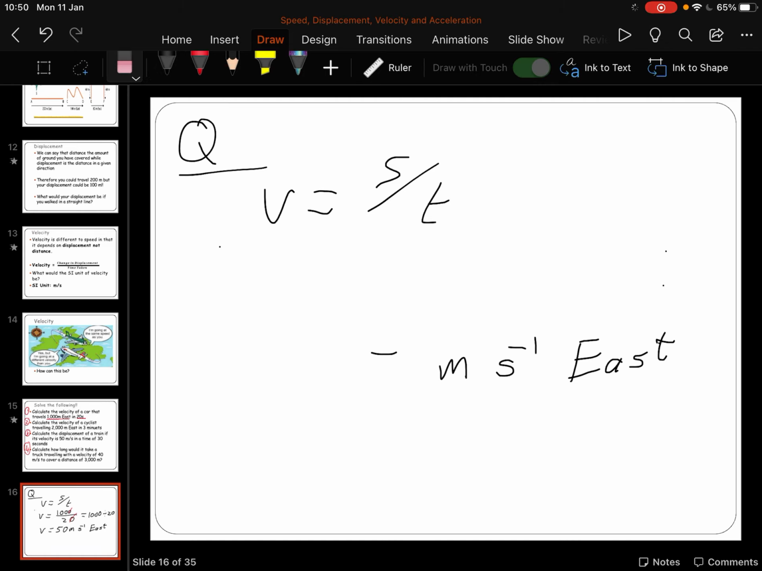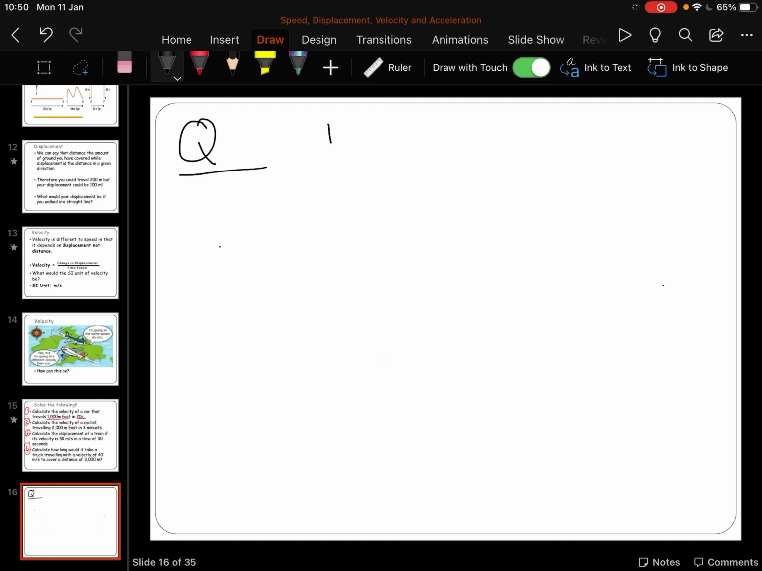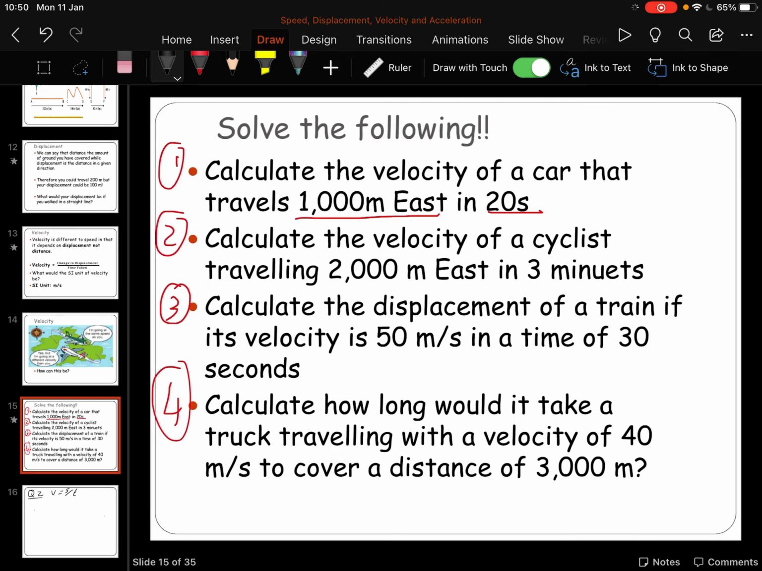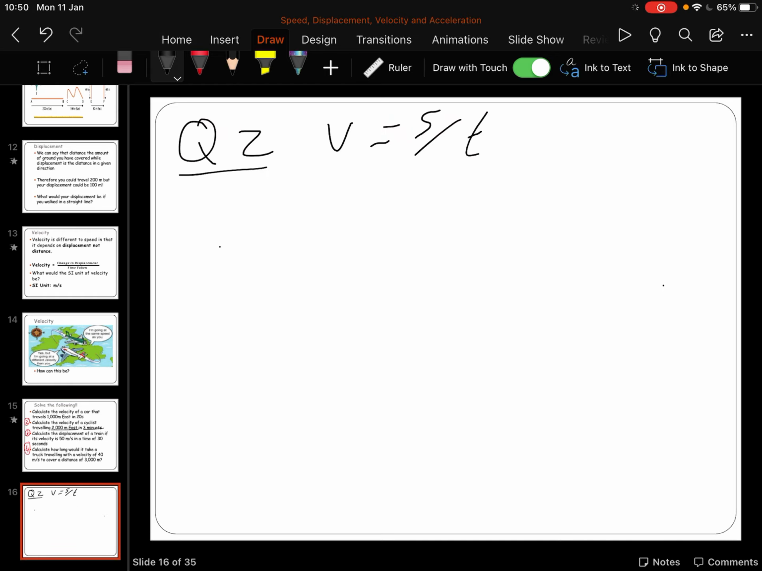Okay, so now we look at question 2. I'm going to keep the equation up there, V equals S over T. I'm going to rub it up and move it up, just to give me space. So question 1 is done, I'm going to take that out. So question 2: calculate the velocity of a cyclist traveling 2,000 meters east in 3 minutes.